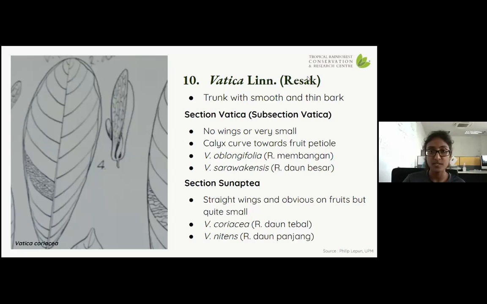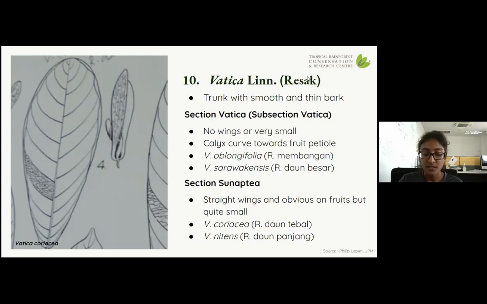For section Vatica, the fruits have no wings, but even if they have, they are very small. And the calyx curves towards the fruit petiole. Examples are Vatica oblongifolia and Vatica sarawakensis. For section Sunaptea, as you can see in the photo on the right, on the left of Vatica coriacea, they have straight wings and they are obvious on fruits, but they are actually quite small. Another example is Vatica nitens.